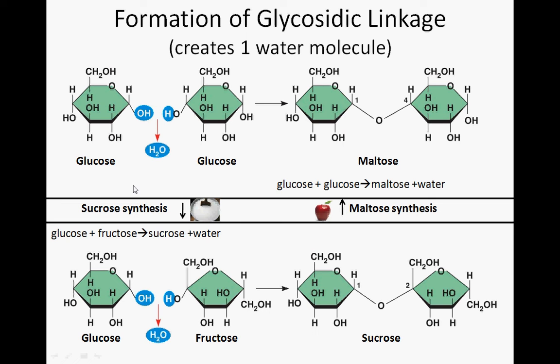One other thing to point out is that I have again two examples of disaccharide synthesis. In this case, on top we're making a sugar called maltose, and this is where you have two glucose molecules linking together, spitting out water and making maltose. Down here we have glucose and fructose, spitting out a water, linking together and making sucrose. So both are disaccharide synthesis, the actual linkage happens the same way, it's just in this case we're making a homodimer, and in this case we're making a heterodimer.